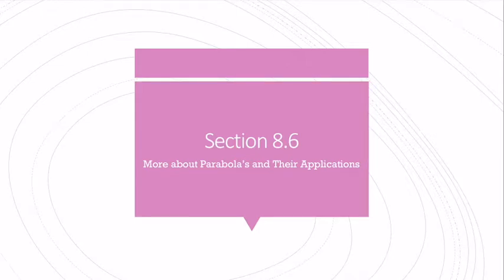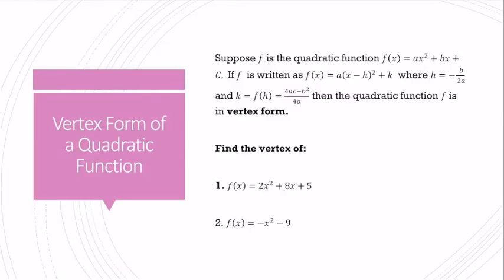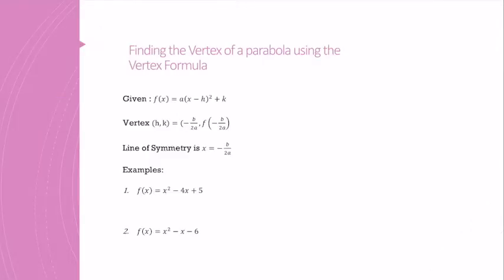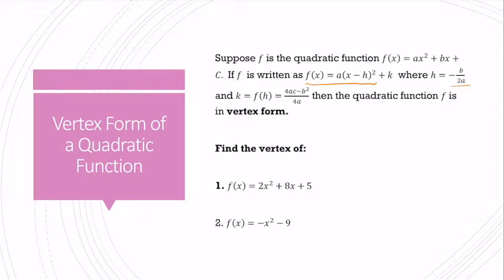Section 8.6 is all about parabolas and their applications. So suppose I have a quadratic function f of x equals ax squared plus bx plus c. If I write my function as f of x equals a times x minus h squared plus k, that's going to mean my h is negative b over 2a, and my k is f of h. This quadratic function is in vertex form. The vertex of my parabola is always (h, k).